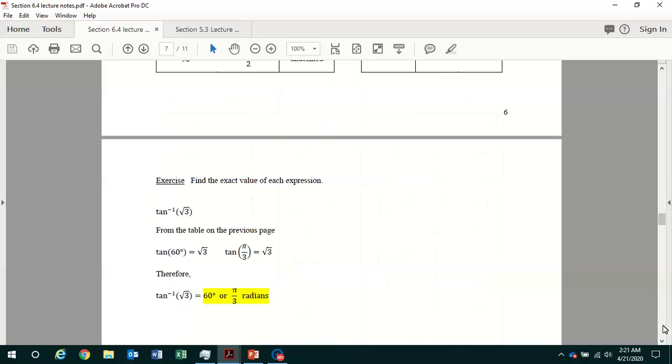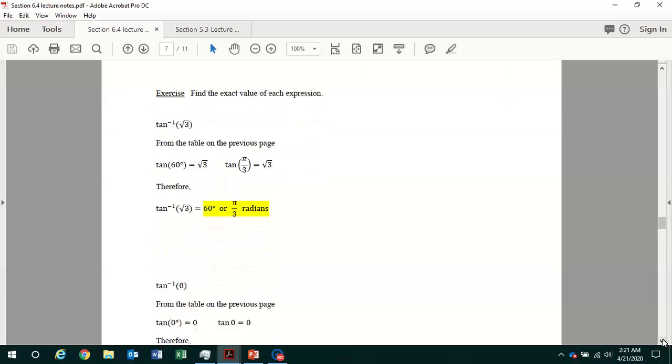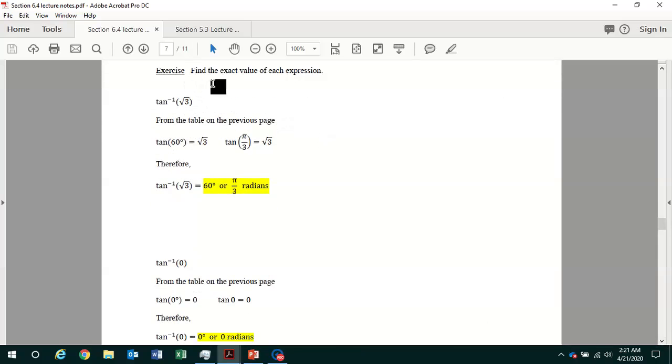So let's look at a couple of examples, exercises on the next page. You're asked to find the exact value of each expression. What's the inverse tangent of square root of 3 equal to? Well, from the table on the previous page, tangent of 60 degrees is equal to square root of 3, and the tangent of pi over 3 radians is also equal to square root of 3. So consequently, the inverse tangent of square root of 3 is equal to 60 degrees, which is the same as pi over 3 radians.